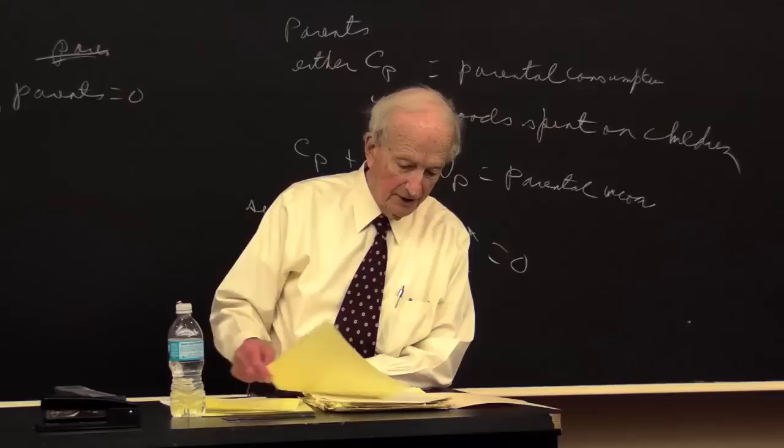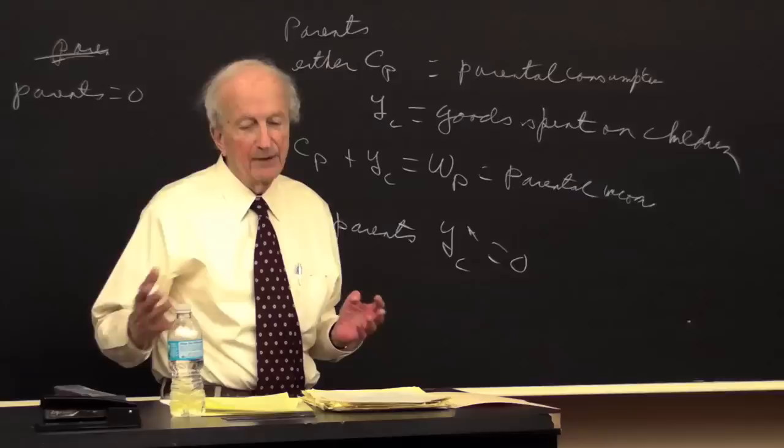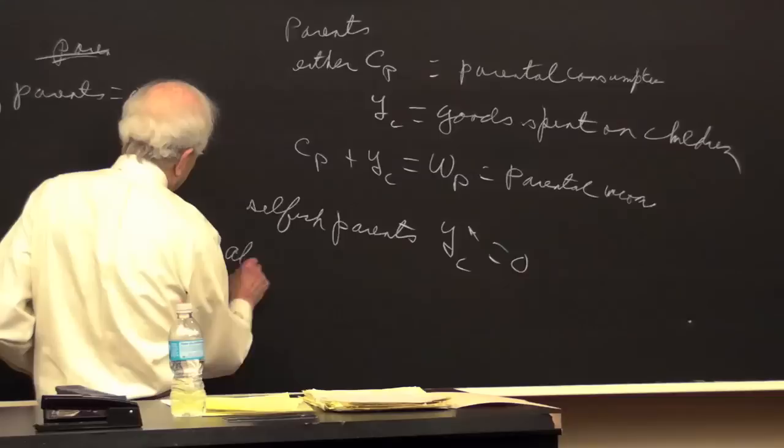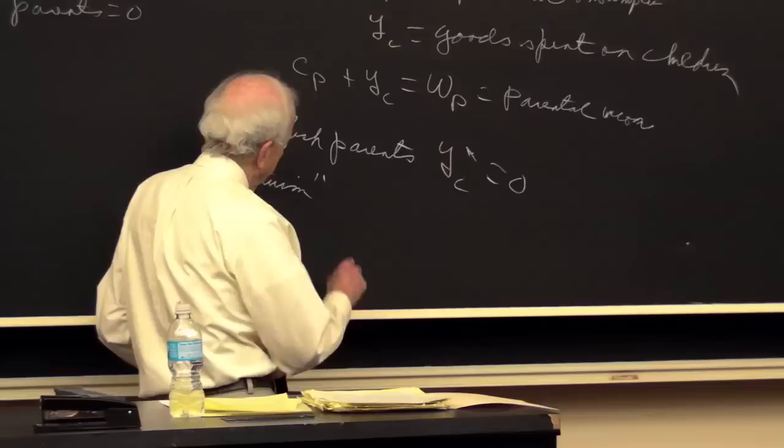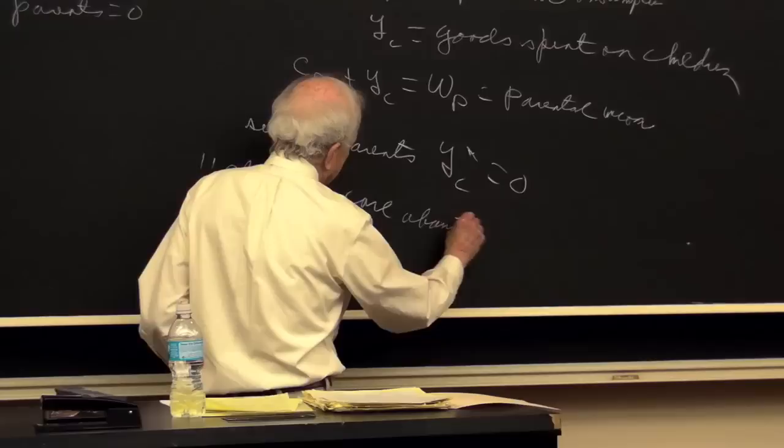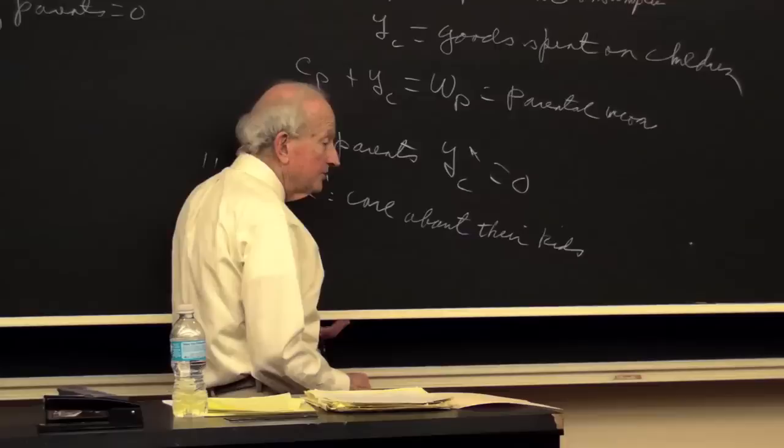And I'm going to call that altruism. You can call it guilt, obligation. I mean, you have a lot of names you can give it. I'm going to call it altruism. So altruistic parents care about kids. Now we'll see, if they don't care enough, they still may not spend anything on them, but still they care about their kids, okay?